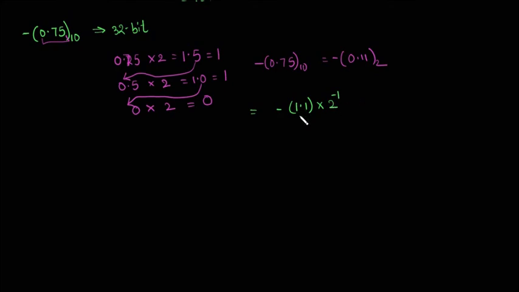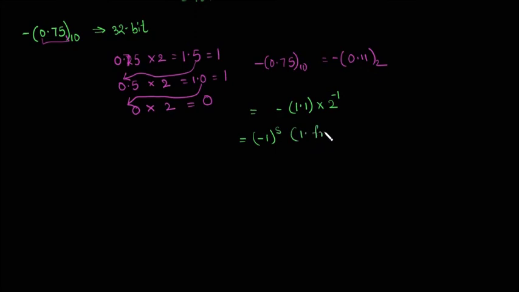We have seen this property in the last video. If you haven't seen the last video, I recommend you to watch that video and come back here to know how I have written this value. So this is in normalized notation. Now let's convert this minus 1.1 into 2 power minus 1 into this form.